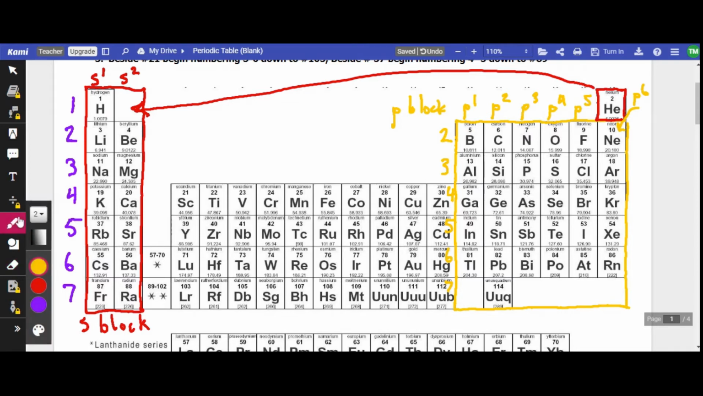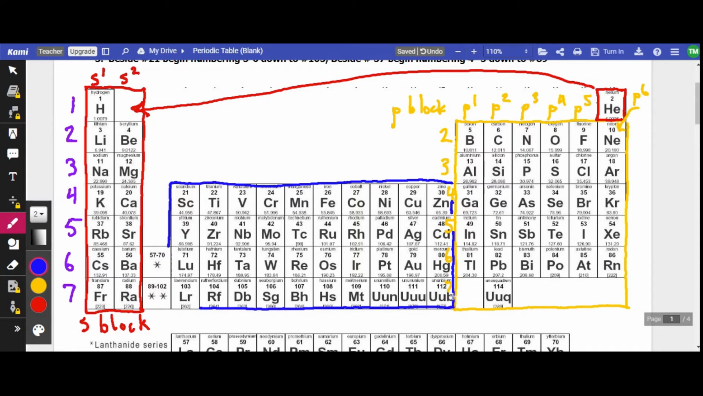D block is next. Okay, we're going to do blue for this one. The D block is kind of this valley here, this dip of the periodic table. Comes around this way. Now depending on which periodic table you're looking at, the D block can be easy or it can be a little confusing. And in this case, it's a little bit confusing.